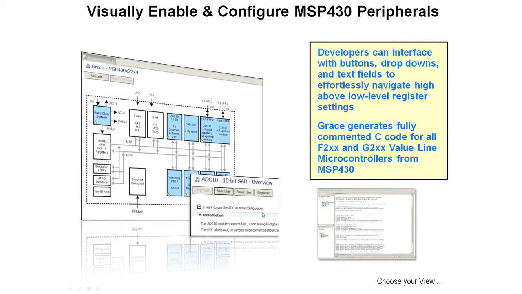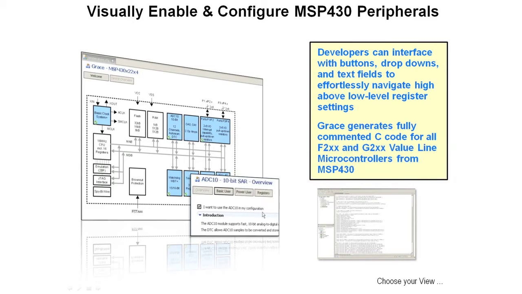So Grace lets you visually enable and configure MSP430 peripherals. The diagram over on the left shows you the MSP430 X22X4. You can see a diagram there that shows you an overview of what's inside the part. The basic clock system is in blue, the flash and the RAM, the ADC10, the ports, the op amps, the watchdog timer, and so on. Those devices that can be configured are in blue. Those devices that have been configured have a check mark next to them.